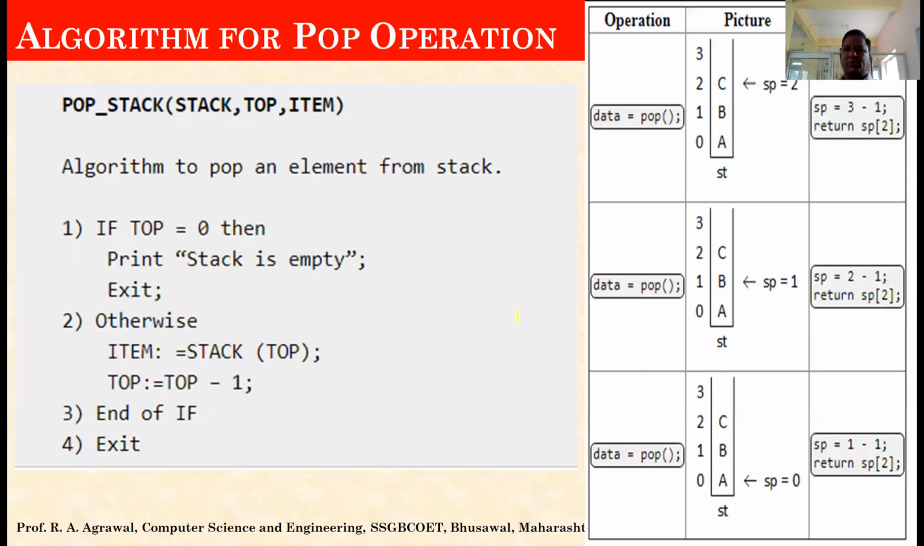The next operation is the pop operation. In push operation we were checking the stack overflow condition. Now you have to check for stack underflow condition. If top equals 0, or if you are declaring this with the help of an array, you will check if top equals -1. Both the meanings are same. If top equals -1, then print stack underflow or stack is empty and you can exit. Otherwise, the element from the top of the stack will be first popped out and then top will be decremented.